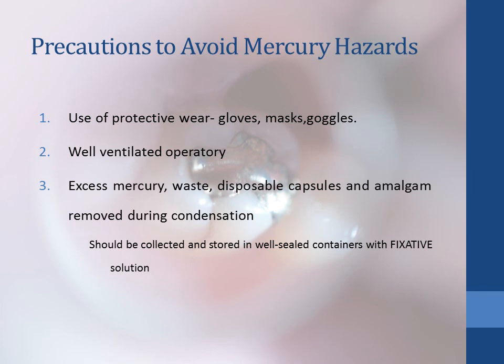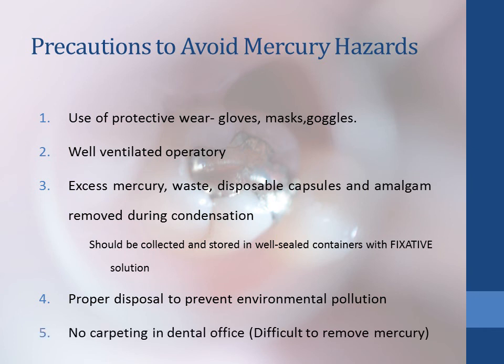Excess mercury waste, disposable capsules, and amalgam removed during condensation require mercury to be disposed of and stored properly. It should be collected and stored in a well sealed container with a proper fixative solution. It should never be flushed into the sink or down the toilet, nor should it be thrown out into the environment. Proper disposal prevents environmental pollution, because it is a hazardous material and we don't want it to go into the environment. So these are just the basic, simple precautions you can carry out to avoid mercury hazards and to minimize them.